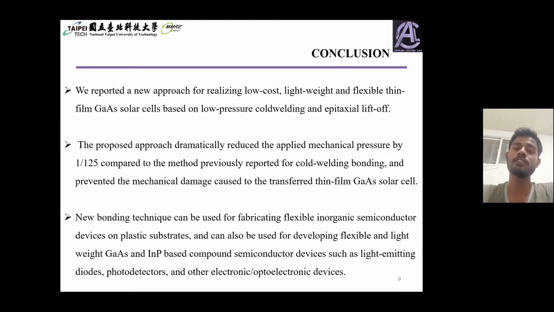electronic and optoelectronic devices. Thank you.